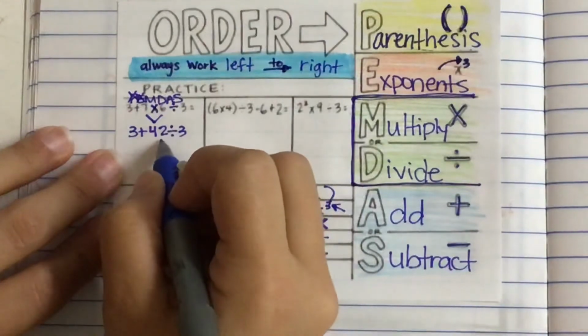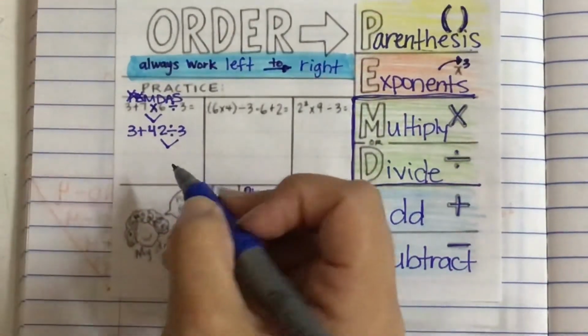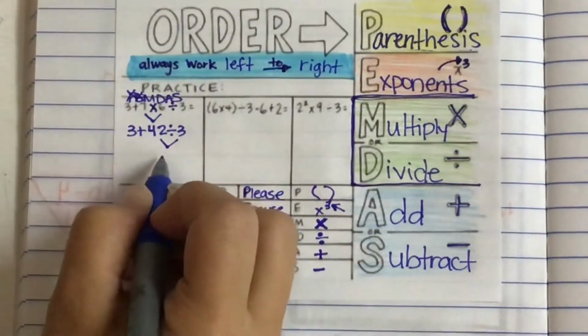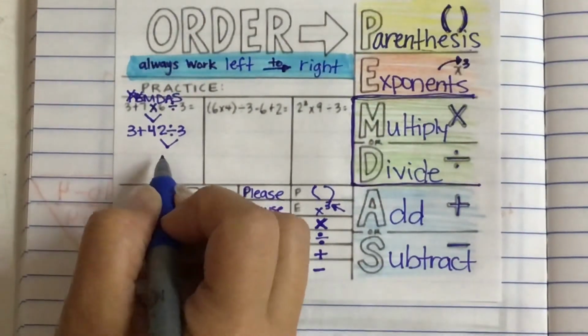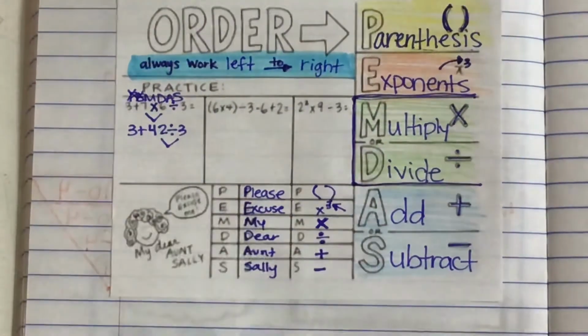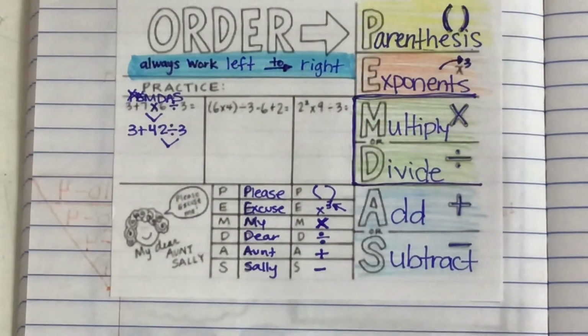So then I have 42 divided by 3. Not 7. Oh, it's 8. Well, 3 goes into 4 how many times? 1. One time. 4 minus 3 is 1. I'm going to bring down the other 2. 14. 3 goes into 12 4 times.